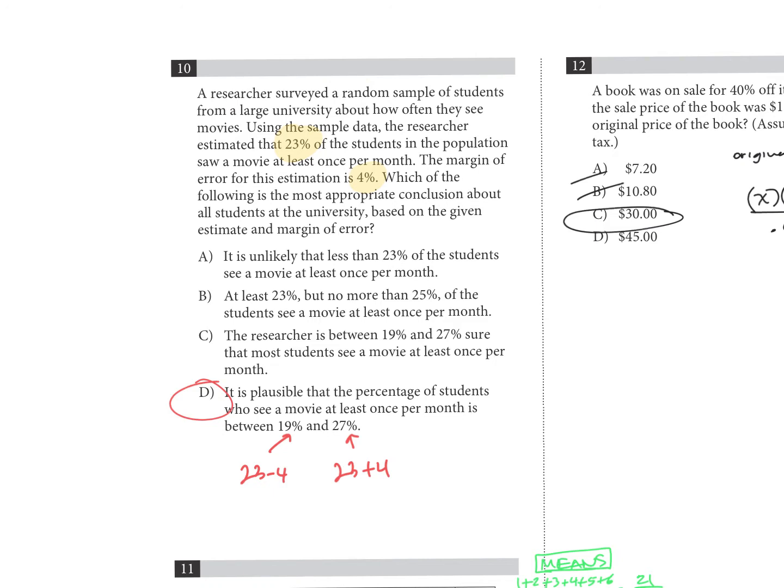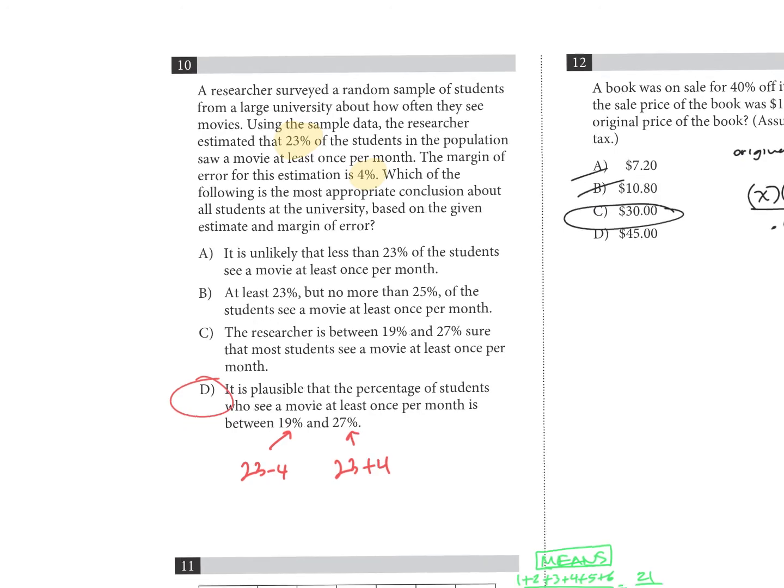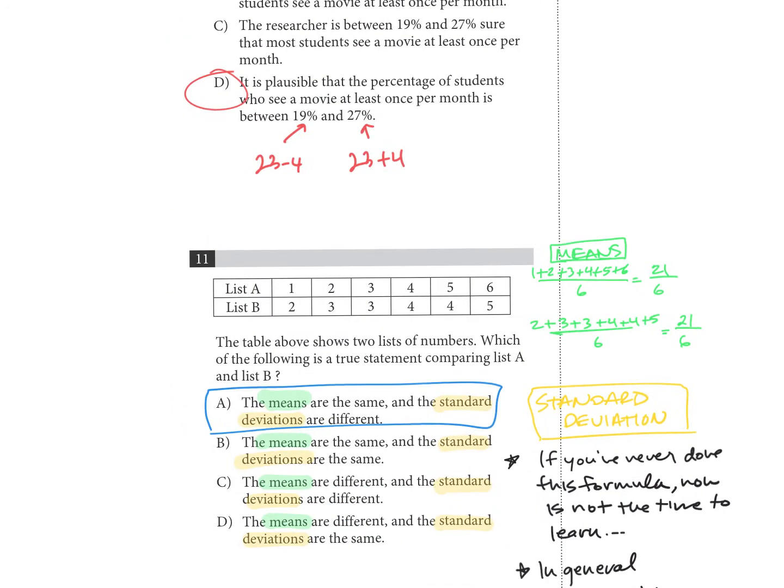And C, the researcher is between 19 and 27% sure that most students see a movie at least once per month. That's okay. This sample of data is trying to determine the amount of times that students see movies. It's not trying to determine the confidence, and it's a different thing. If you take stats, it's not a confidence interval. It's a margin of error. It's just a sampling of data, trying to figure out what the larger population is thinking. So C is close to the answer, but it's not a confidence interval.